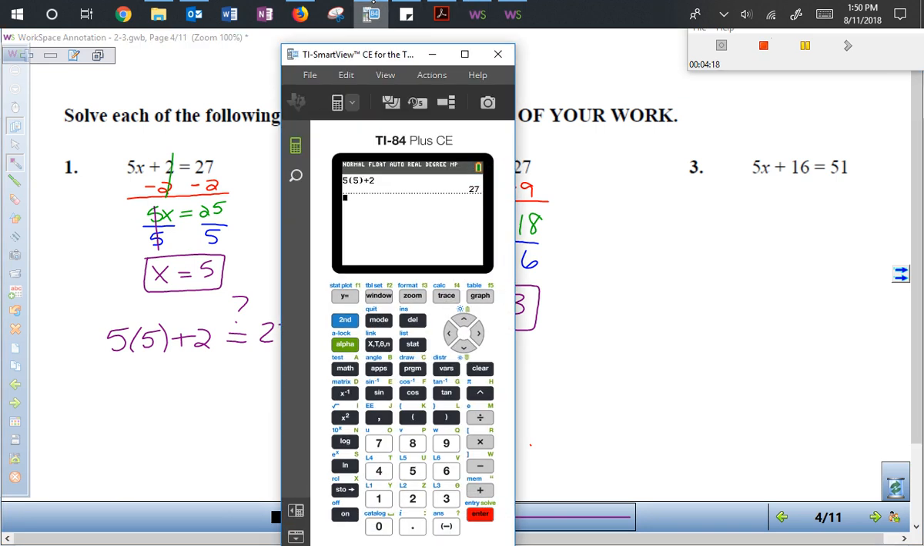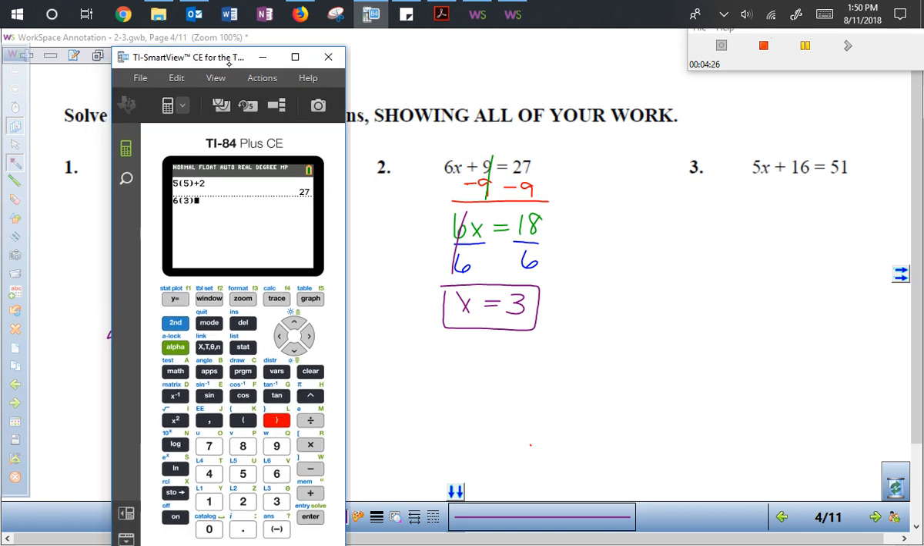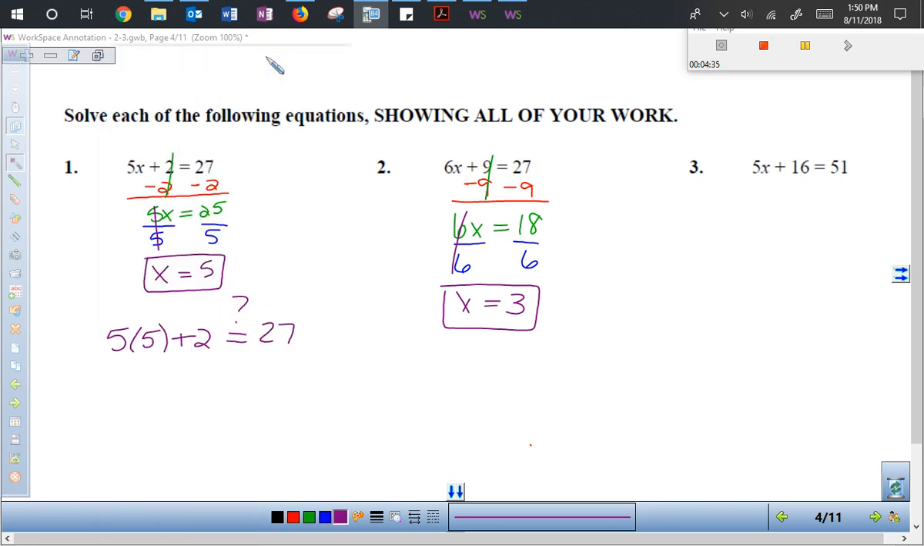Now to check if I did that correctly, we substitute it back in with parentheses. So 6 parentheses 3, and then we had plus 9. So 6 parentheses 3 plus 9 equals 27. That's what we started off with, so we're okay.